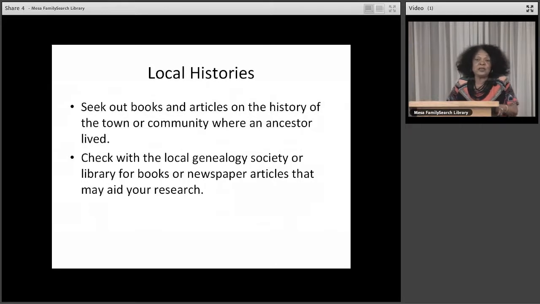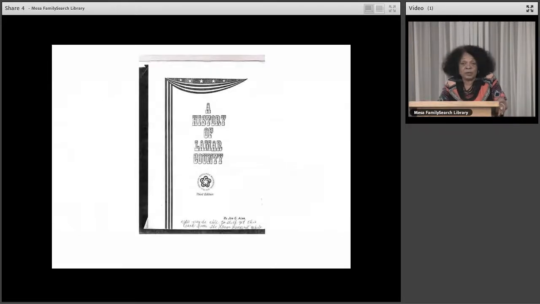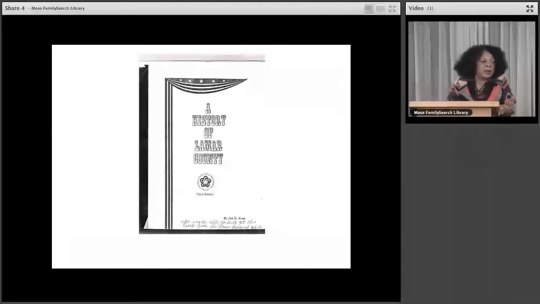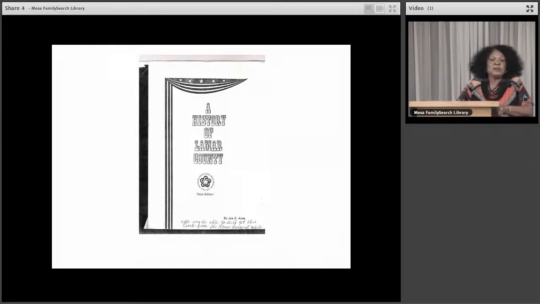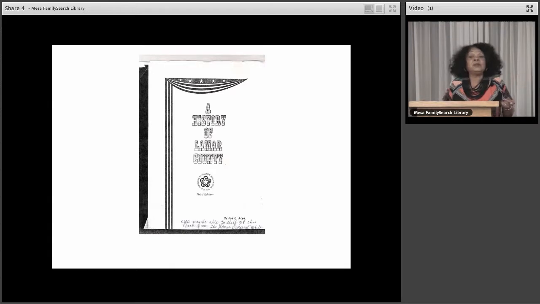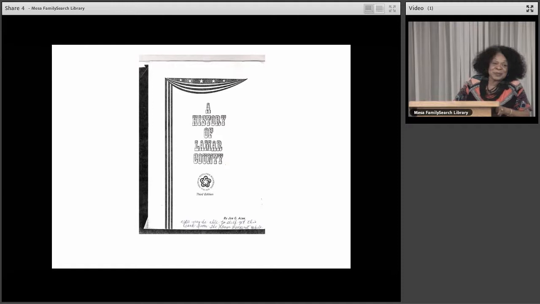Once again, I encourage you to look for books on the area that you're researching. Very often, someone has compiled a local history book. It may even be one where you write your own history, give it to the book publishing company, they publish the book and then sell it back to you.